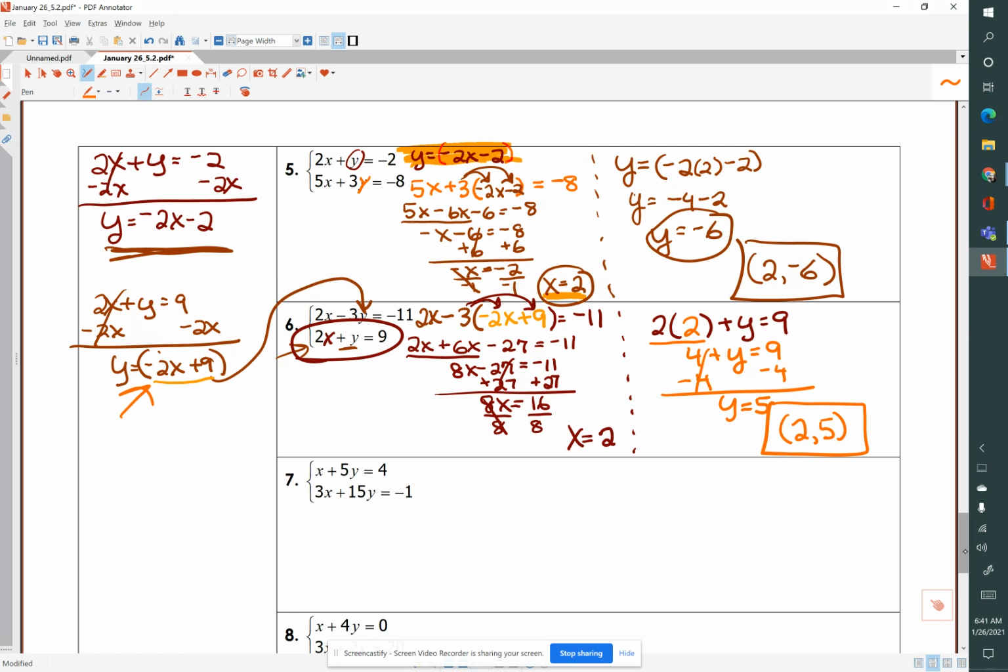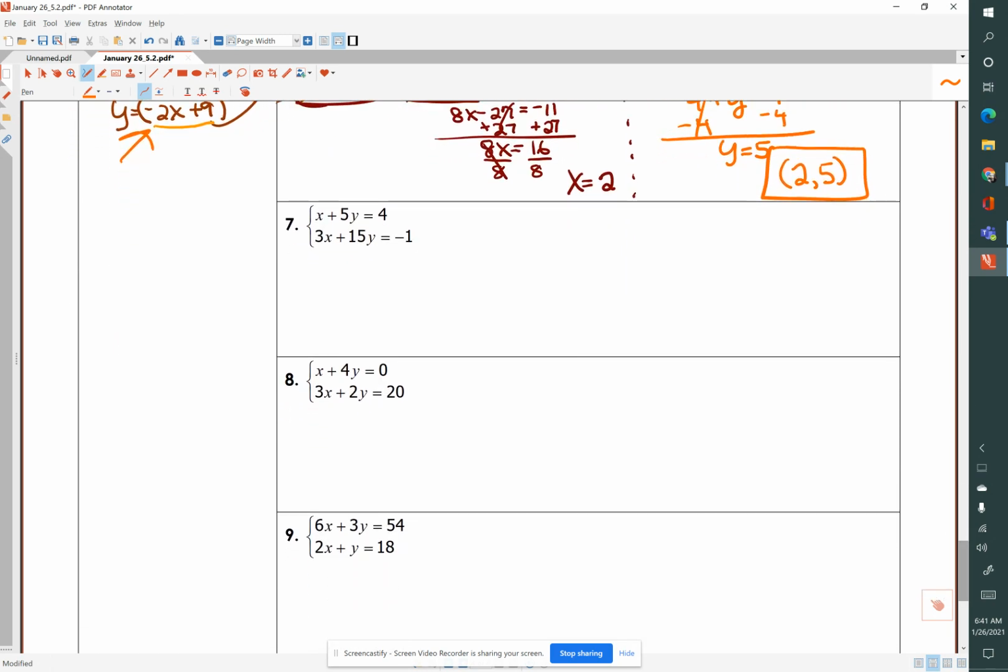So we have something a little bit new in number 7. So let's get started and I'll show you what's going on with that. I'm going to take the first equation and solve it for x. So x plus 5y equals 4, because it's almost solved for x. All I need to do is subtract 5y from each side so that I have x equals negative 5y plus 4. Then I'm going to take that quantity, negative 5y plus 4, and substitute it for x in the second equation.